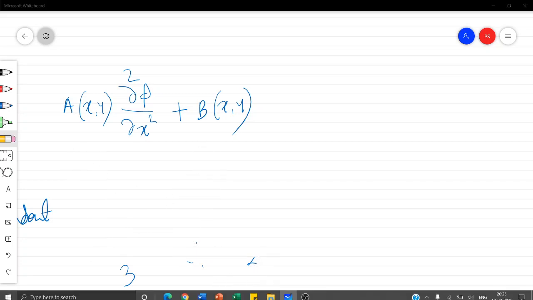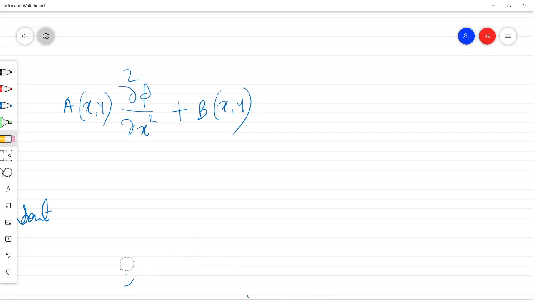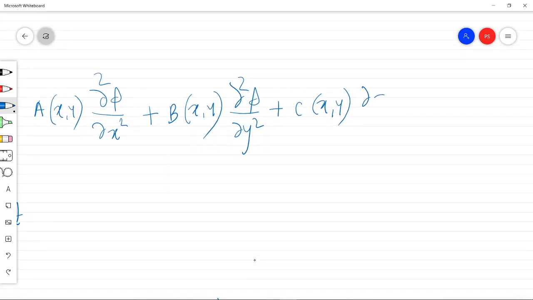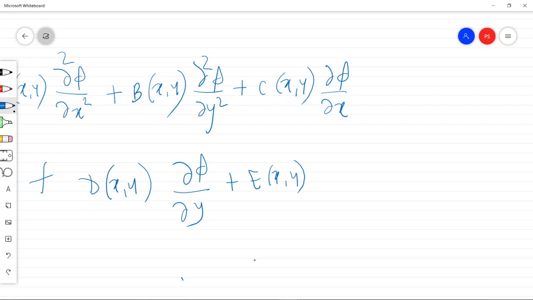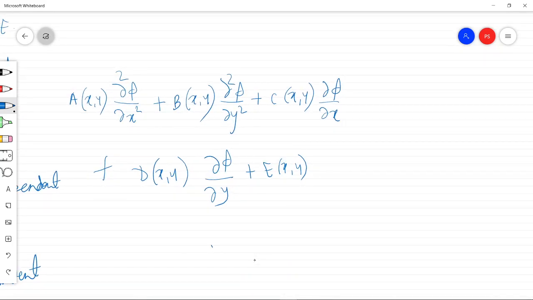Now we can differentiate this quantity with respect to y twice. So I write here dou 2 phi by dou y squared plus c of xy. Next possibility is first order derivative with respect to x plus d of xy. Now the first order derivative with respect to y, then e of xy. So this is the general form. All these terms may or may not be present in an equation. Dou 2 phi by dou x dou y.